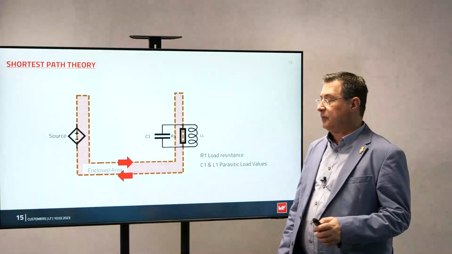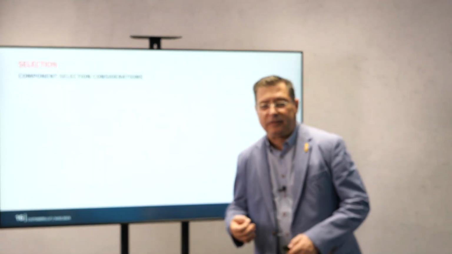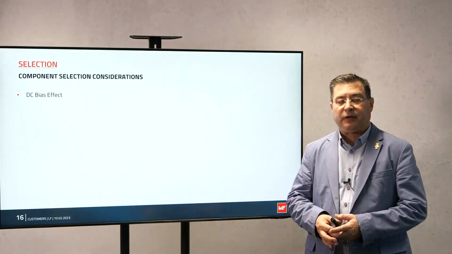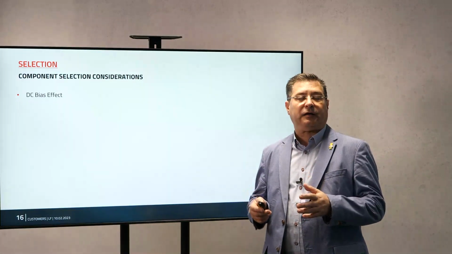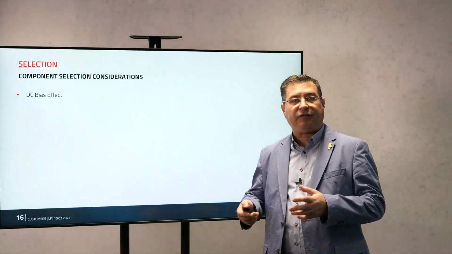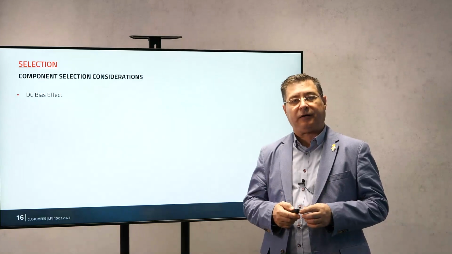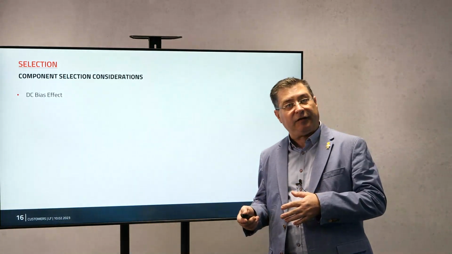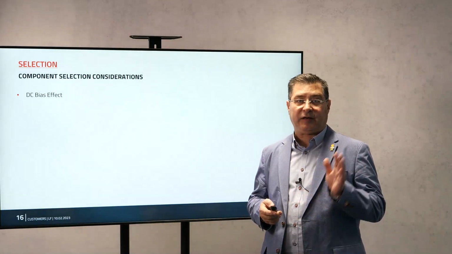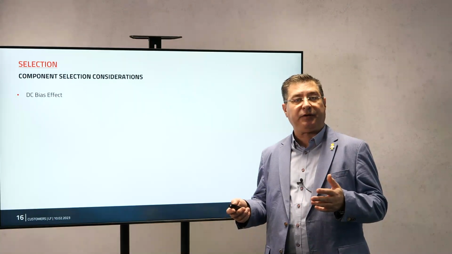Try this as well. The next is how to select the right component. First of all, take care about the DC bias effect. Remember that a 100 nano capacitor rated at 50 volt won't be 100 nano at 50 volt, even if the data sheet is written like that. It means it will withstand 50 volt, but its 100 nano is far away from that. Exception if you take NP0.